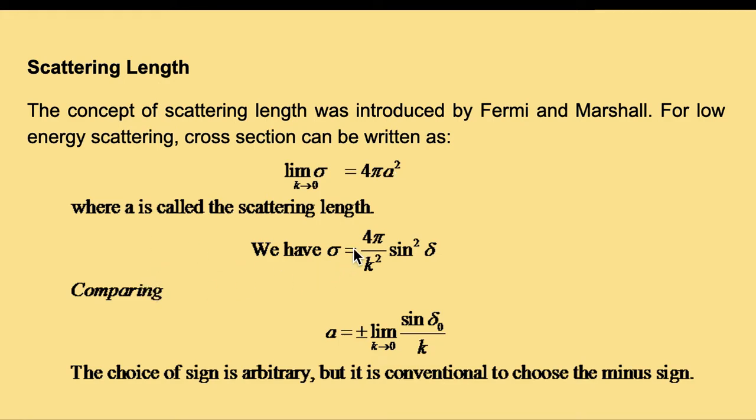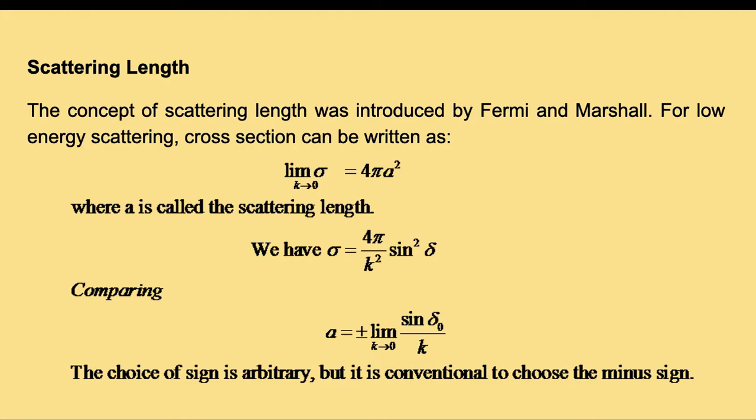And we have sigma equals, as already seen, 4 pi by k square sine squared delta. So you can have a comparison here, and when k tends to 0, you can write this as delta 0 and this as sigma 0. On comparison, you can see that in place of a square you have sine square delta by k square. That means a will be the square root of sine square delta by k square, which can be either plus sine delta by k or minus.